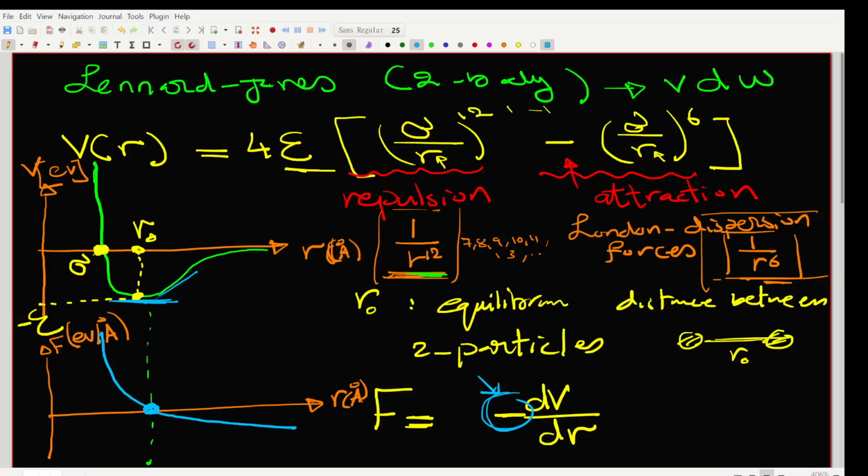Following the convention that we introduced earlier, negative is attractive. That means the interaction between these two particles to the right of this point, which is R naught, is attractive, and to the left is repulsive. So if you perturb the two bodies and try to push them closer to each other, this leads to repulsion. And if you try to stretch them, take them away from each other, this leads to attraction.